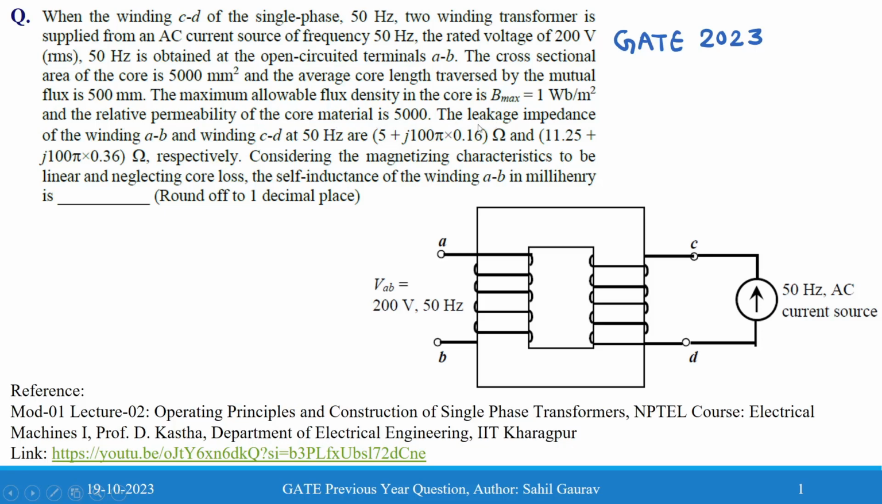The leakage impedances of the winding AB and the winding CD at 50 Hz are given respectively. Considering the magnetizing characteristics to be linear and neglecting core loss, the self-inductance of the winding AB in millihenry is. The answer should be rounded up to one decimal place.